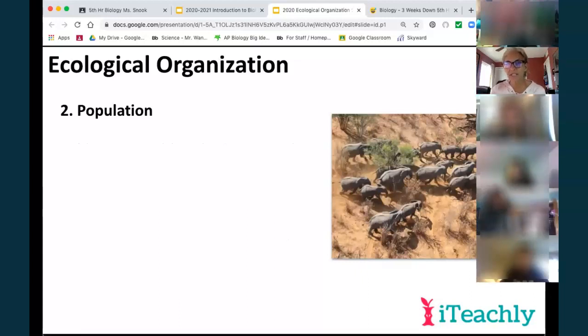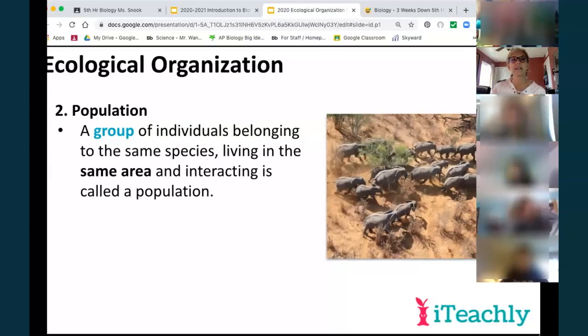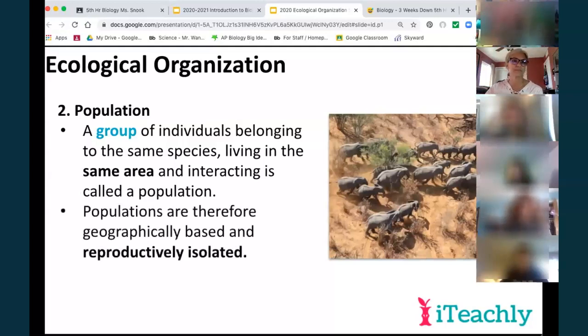Here we have, I believe, elephants. So this is a population of elephants because they're living together in an area. They're interacting, working collaboratively, like a family, if you will. This is their breeding set. This is like the gene pool that they have to work with. So populations are geographically isolated and therefore reproductively isolated. These elephants aren't going to breed with elephants in another part of the world.